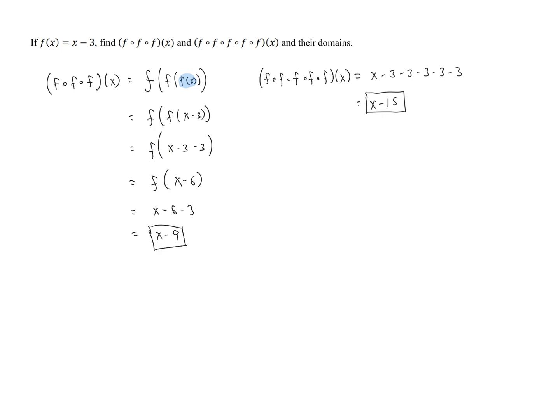And in both of these situations, we know that the domains are going to be all real numbers, or in set notation, that is negative infinity to infinity. And that's because we're not dividing by anything that could be 0 or taking the square root of anything that could be negative. We're just subtracting 3, and there's nothing you can't subtract 3 from in the real numbers. So that's that.